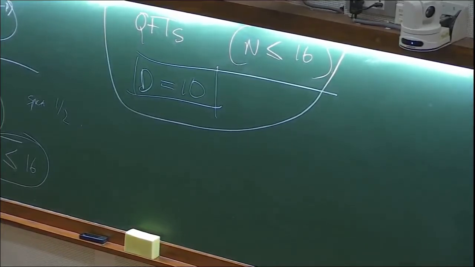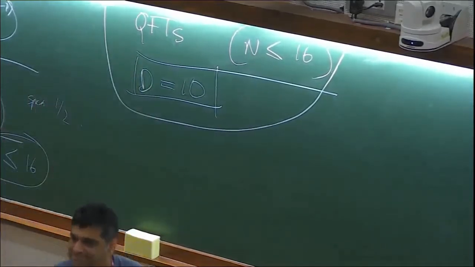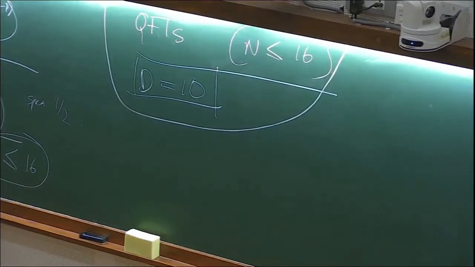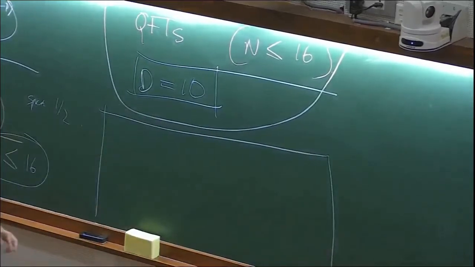Okay. Now, the next question is, do supersymmetric quantum field theories exist in all dimensions up to 10? It seems plausible that they don't exist above 10 dimensions. Do they exist in dimensions less than 10? Okay, let's see. In order to try to address this question, what we're going to do is the following.